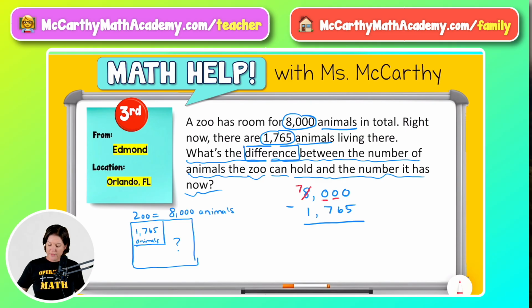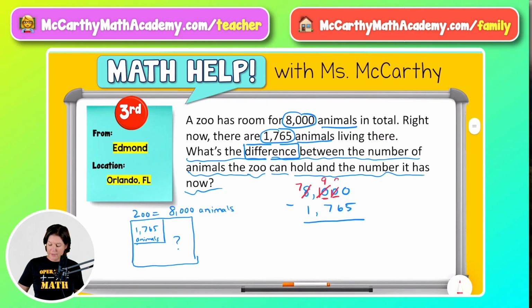And I'm going to move that other 1,000, which is also 10 hundreds. So now we have 10 hundreds. So now I can regroup from the hundreds place. Take 100, that becomes a 900. Now we have 10 tens. Take 1, that becomes 9 tens. Give 1, that becomes 10 ones. So now we have regrouped all the way across, and now it makes it a lot more simple for us to subtract.